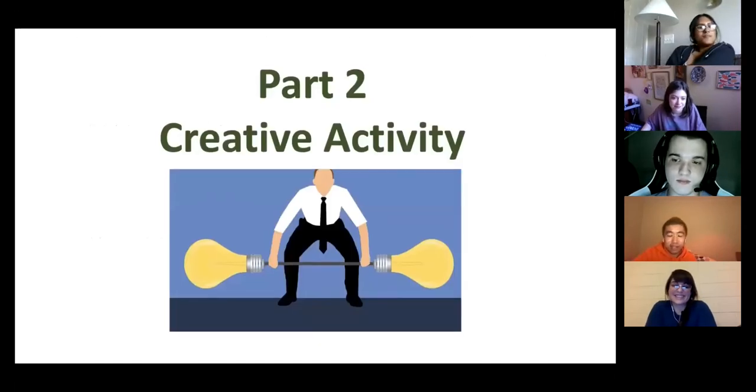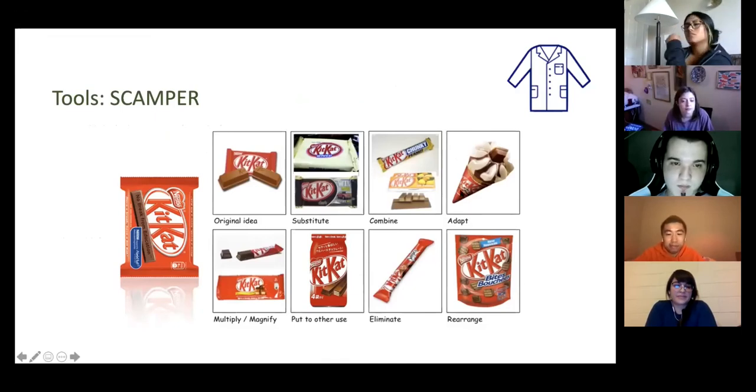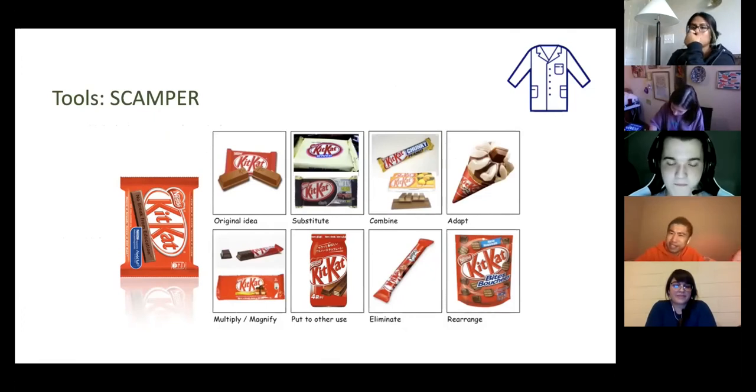So we are moving into part 2, the creative activity. This is Scamper, which stands for substitute, combine, adapt, multiply, magnify, put to another use, eliminate, rearrange. This is a creative tool that's used from an innovation point of view.